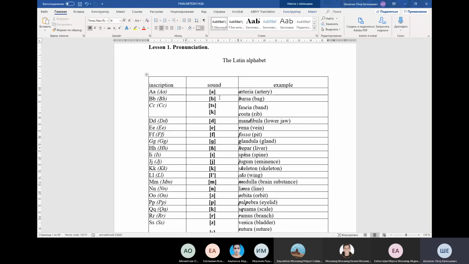Letter c. It has two ways of pronunciation. The ts way and the k way. More about them a bit later. Now just the examples. For example, the band is pronounced like fascia. Fascia. Correct.